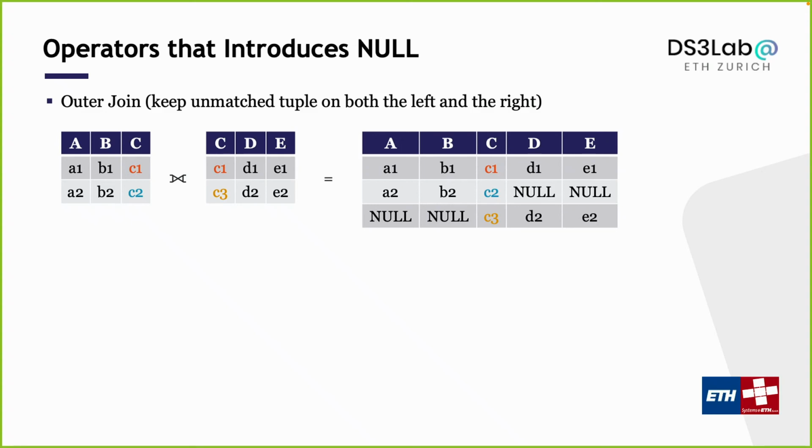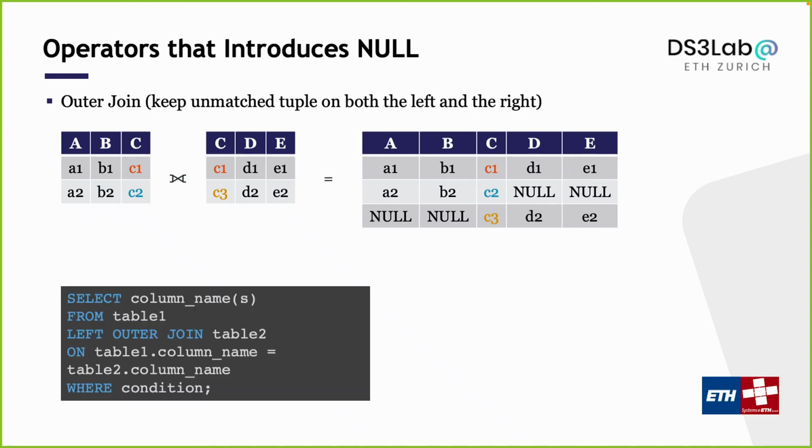For example, for the second tuple, C2, it appears on the left-hand side, but I cannot find the corresponding tuple from the right-hand side. So what I'm going to have is ABC as concrete values and D and E as null, because I cannot find that on the right-hand side. For the value C3, I'm able to find that on the right-hand side, but there's no corresponding tuple from the left-hand side. So what I'm going to do is keep the left-hand side as null, because I don't know. Okay? So it's very, very simple. Three operators that you could use to introduce null values.